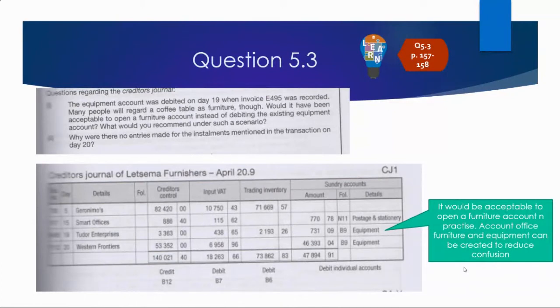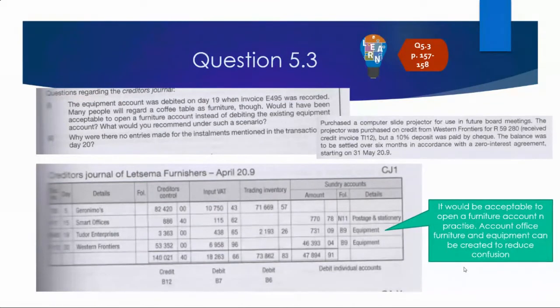Okay, so that's the first question. So the second question is, why were there no transaction or no entries made for installments mentioned in the transaction on day 20? So let's quickly look at what the transaction on day 20 is.